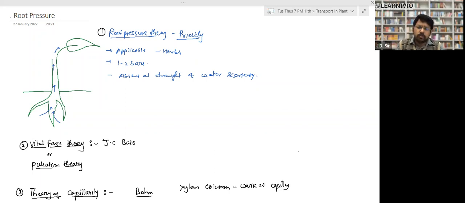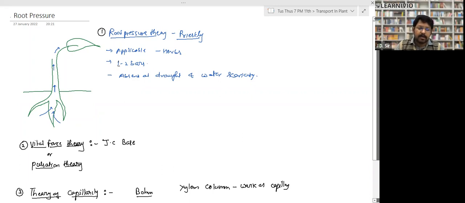This theory is not effective for higher plants. Root pressure, yes, the root develops a pressure, but it's very low. The pressure cannot permit the movement of water in higher plants. Root pressure develops only 1 to 2 bar, so this is not sufficient for pushing the water in higher plants, right?